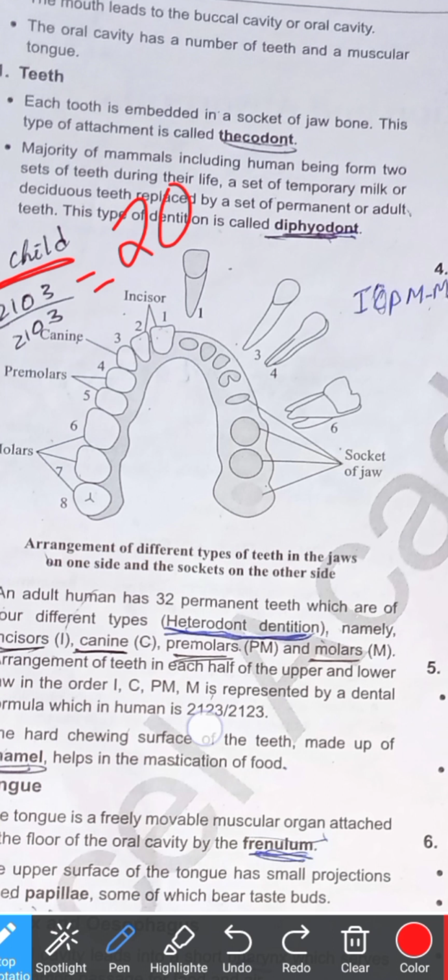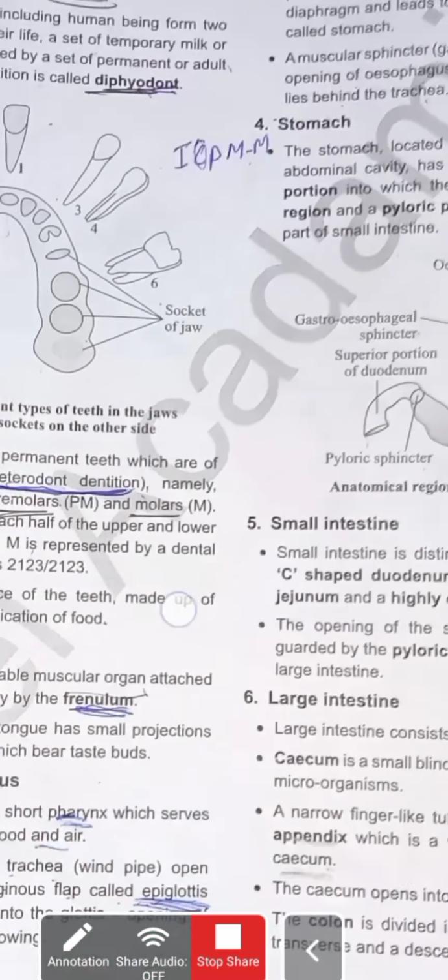What is the dental formula for an adult? It is 2123 divided by 2123 multiplied by 2, which totally gives rise to 32. This is one of your important NEET questions. They might ask which teeth are absent in a child. It is the premolar teeth that are absent. Premolar teeth are not seen during childhood.